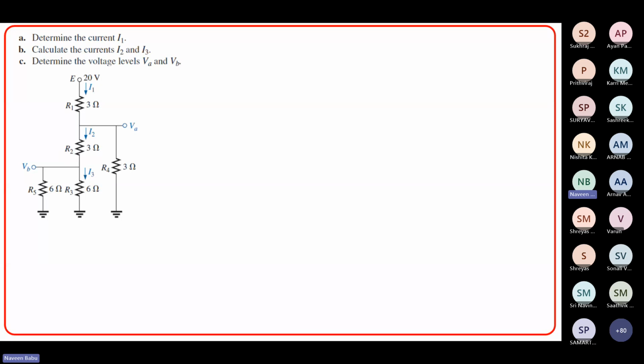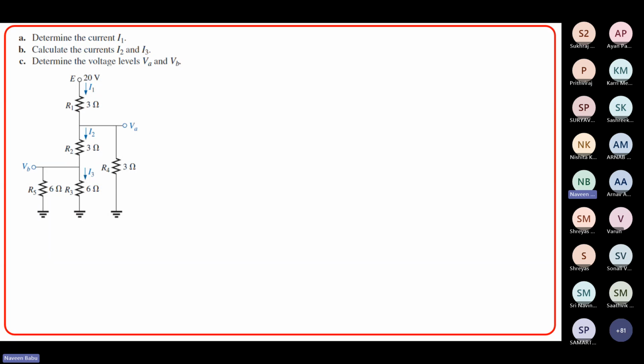Let's take another problem here. You have to determine the current I. Okay, so how will you solve? First, you have to find out what is VA and VB also. Look from the outside. So what is VA? If you want to find VA also, you need to determine the drop across this, right? So 20 minus the drop across this will be equal to VA, right?